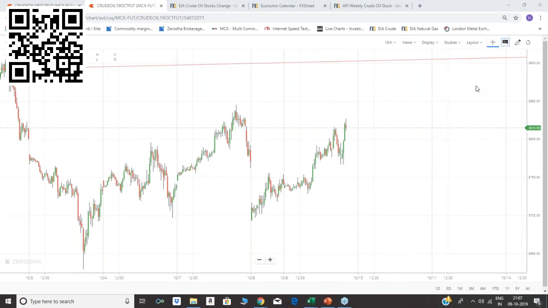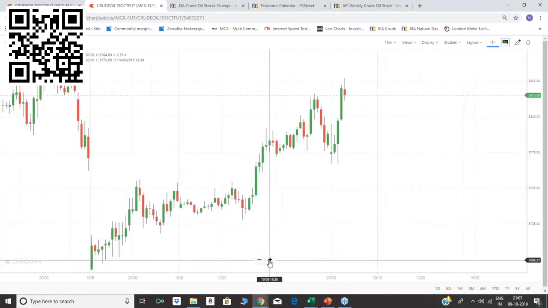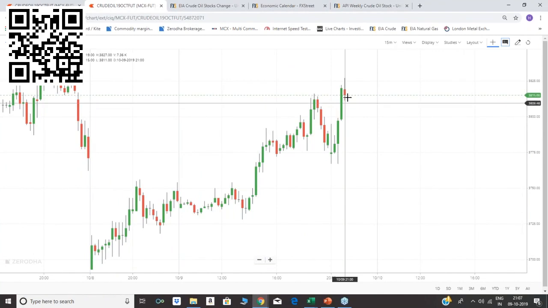Did the resistance work nicely from 27? It made a low of 11. Did it work nicely? 25 to 15, 10 points are done, right?